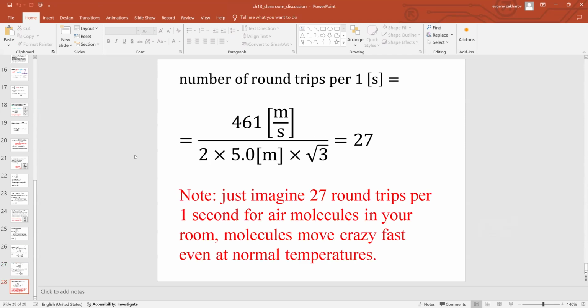So 27 times back and forth in 1 second, okay? In 1 second, you count 1 Mississippi, 2 Mississippi, boom, it's already 54 distances traveled by a single air molecule. I keep on saying air, not oxygen, because air is made of nitrogen and oxygen. And for nitrogen and oxygen, you can think of quite similar atomic mass units.